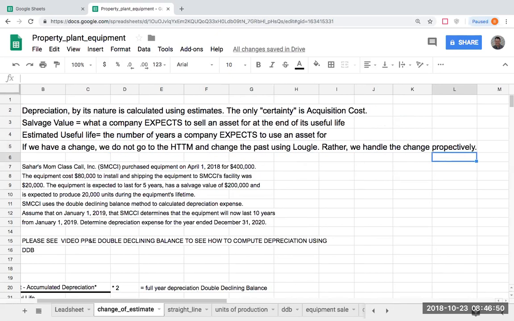We're not going to get in the Hot Tub Time Machine and change the past. We can only change the future. So if we've depreciated the asset for the year or for a prior year, we're not going to change that. Rather, we're going to handle the information prospectively, meaning we're going to use it for future years of the depreciation calculation.